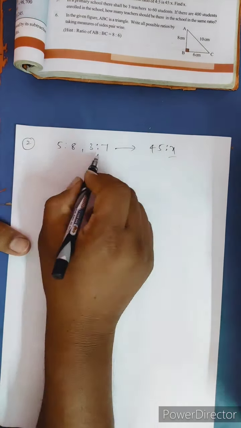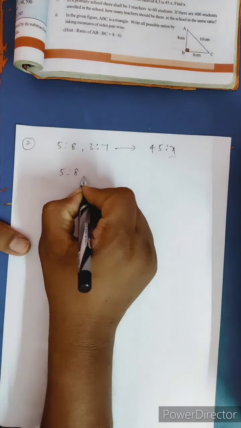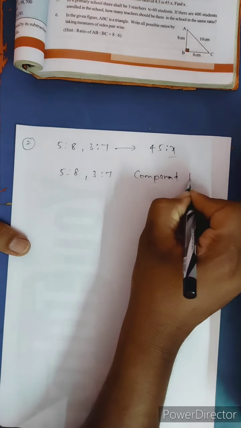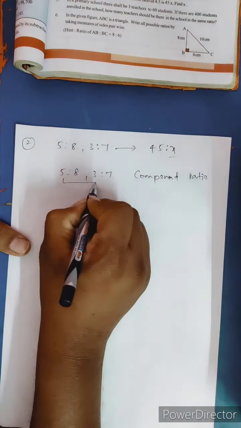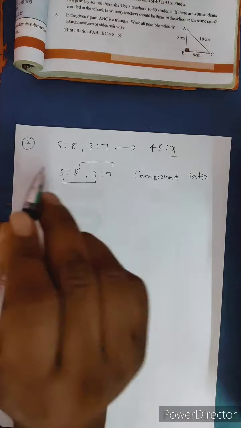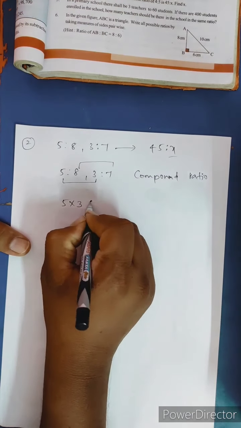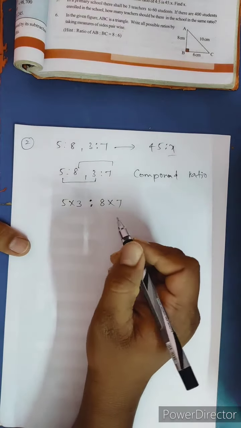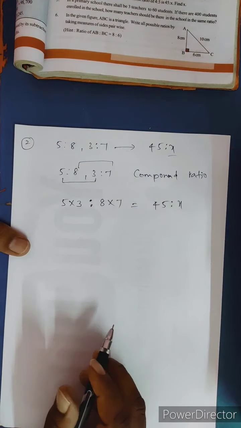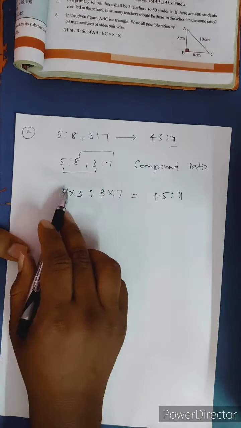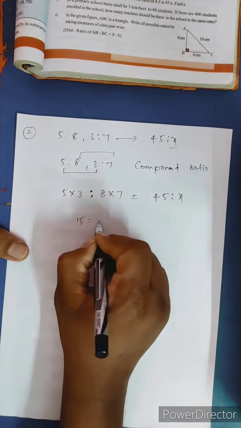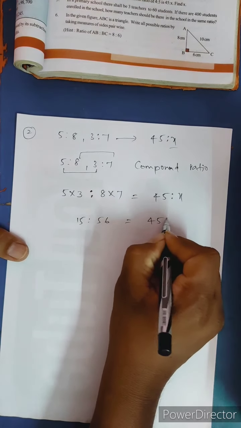First, what is the compound ratio of these two ratios, 5:8 and 3:7? Compound ratio means product of antecedents is to product of consequents. First one to first one is to second one to second one. 5 into 3 is to 8 into 7. This equals 45:x as given in the problem. Now 5 3 times 15, 8 7 times 56 is equal to 45:x.